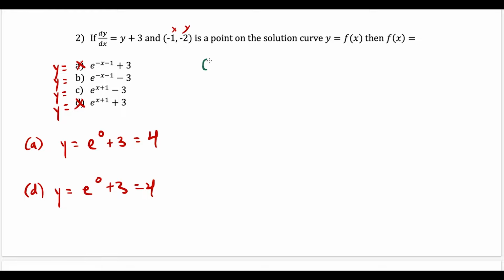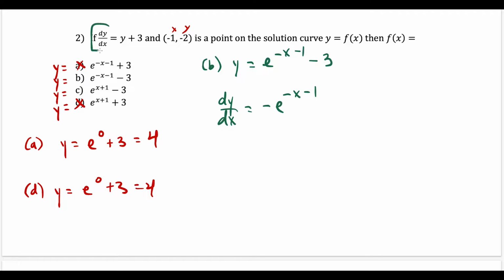But now let's say we explored choice B and choice C. Well, if y is equal to e to the negative x minus 1 and then minus 3 like this, let's see what happens here with this answer. If we plug in negative 1, we are going to get y equals negative 2. But the next step to verifying if our equation is a solution is we have to take the derivative. So this is going to be e to the minus x minus 1 times the derivative of negative x minus 1, which is minus 1. And then the derivative of minus 3 at the end is just 0.